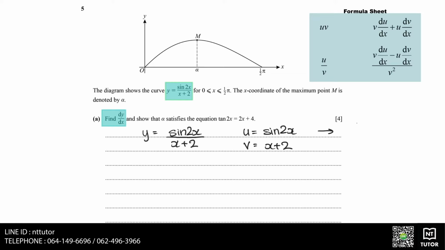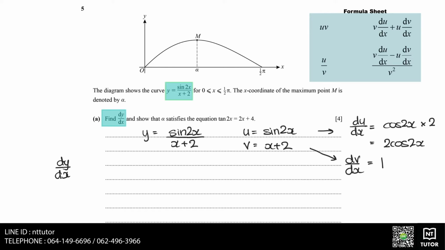If u equals sin 2x, du over dx is cos 2x multiplied by the differentiation of the inside, which is 2x. The differentiation of 2x is 2. So therefore, du over dx is equal to 2 cos 2x. And if v is equal to x plus 2, then dv over dx is just equal to 1. So we can substitute u, v, du over dx and dv over dx into the formula for the quotient rule to differentiate it and get dy over dx.